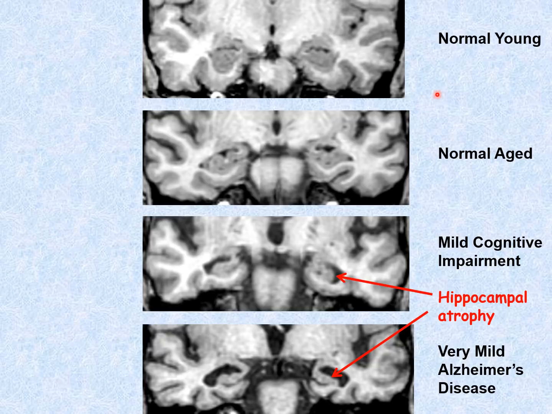MRI is useful to assessing atrophy, and here we see in a variety of different individuals, from a normal young, normal elderly person to somebody with mild cognitive impairment and somebody with mild Alzheimer's disease, that this tissue has shrunk. That's the hippocampus. There's a smaller and smaller hippocampus as you first appear with mild cognitive impairment and even smaller with Alzheimer's disease.